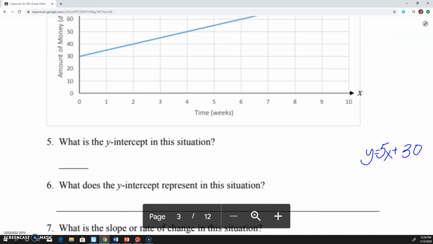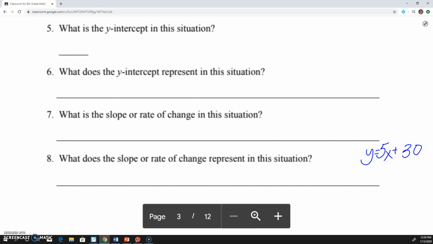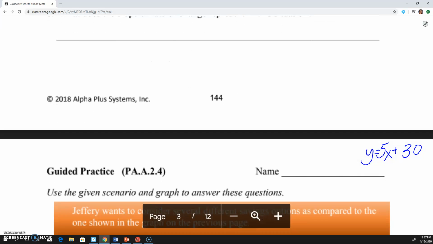I want to know, what is your y-intercept? Where did it start? What does the y-intercept represent? The money he started with. The money he started with, the money he got from mowing and saved it, right? What's your slope or rate of change? How much does he save? $5 each week. And what does the slope represent? The money he saved each week. The amount of money he saved each week.